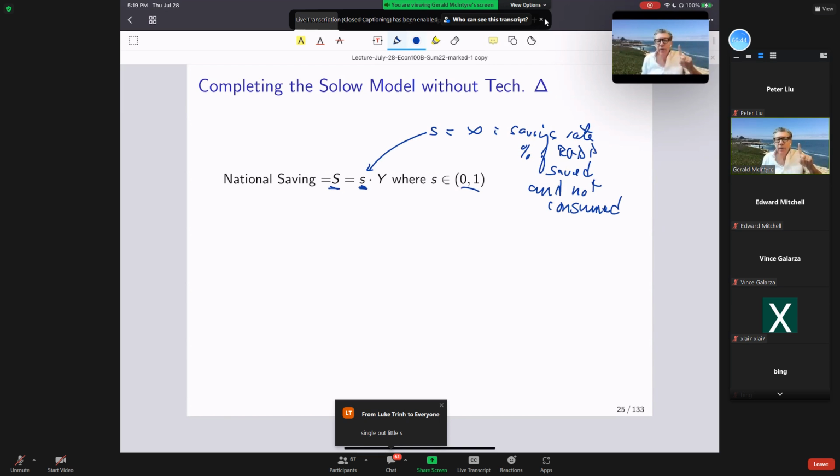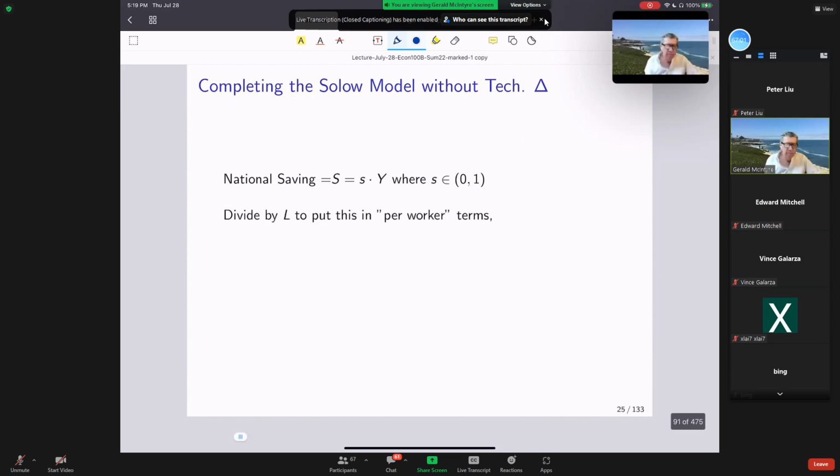The next thing I do, if you go back to what I said, the slideshow or the transcript, I introduce a variable, and the first thing I do with that variable is I divide by L. We always divide by L, and we turn things into per worker terms. So I divide by L, here on this side and here on this side, and then I get this.